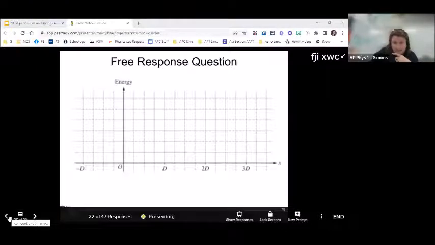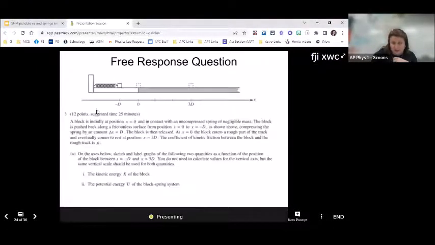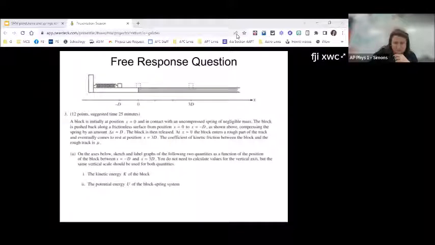All right, so I'm going to back this up just a second so we can go back to our original scenario. So we're moving from -d to 0, and then we're continuing out to 3D. Let's talk about what's going to happen to the, how about the kinetic energy? We're going to start off with 0 kinetic energy. And it's going to increase as it gets faster and faster and moves towards 0. And then once we pass 0, that kinetic energy is going to decrease because of friction until it finally comes to a stop out at 3D.